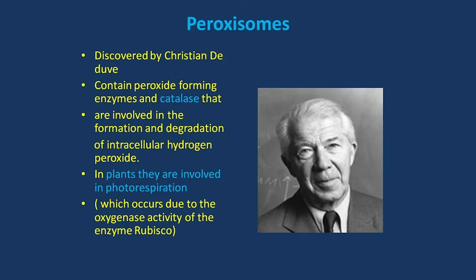Peroxisomes were discovered by Christian de Duve. Certain peroxide forming enzymes and catalase that are involved in the formation and degradation of hydrogen peroxide are found in peroxisomes. In plants, they are involved in photorespiration, which occurs due to the oxygenase activity of the enzyme Rubisco.